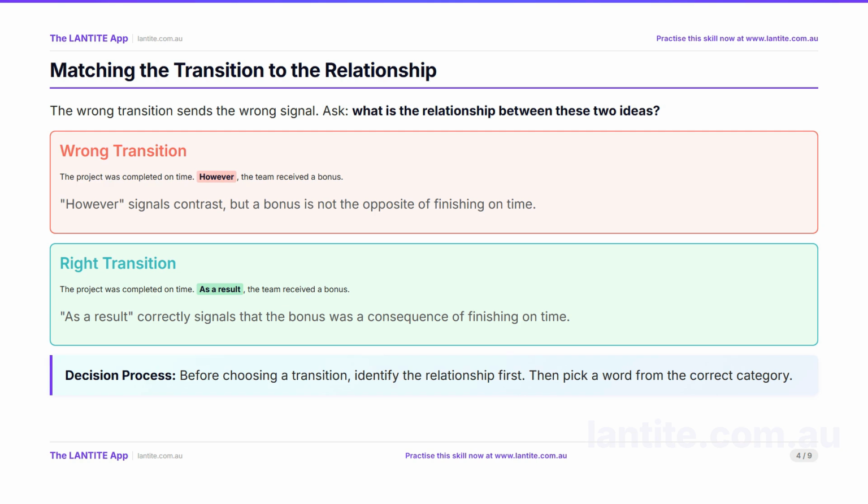The decision process is simple. Before you pick a transition, identify the relationship between the two ideas. Are they similar? Opposite? Is one causing the other? Then choose a word from the correct category.